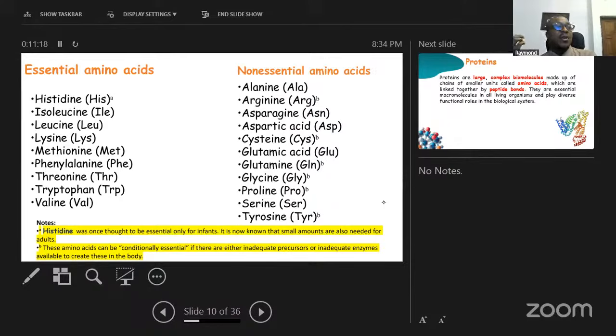We also have these amino acids that are called conditionally essential amino acids. These are amino acids whose precursors are inadequate. What I mean by precursors is that what the body uses to produce them is not there. They become conditionally essential. Or in a disease state, maybe your body cannot produce the enzymes that are necessary for the production of those amino acids. Those amino acids become conditionally essential amino acids, so you have to take them via diet.